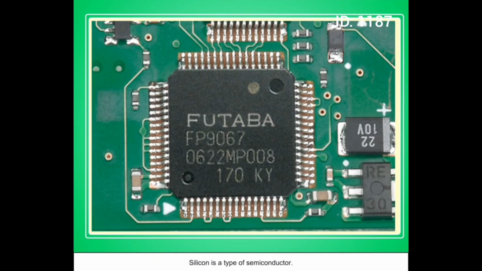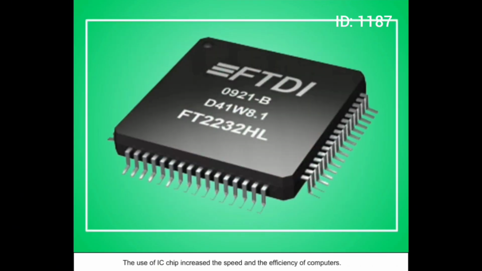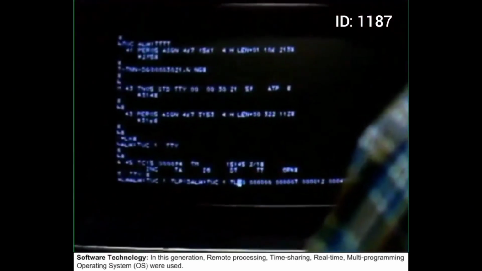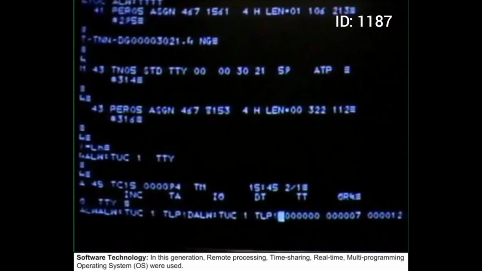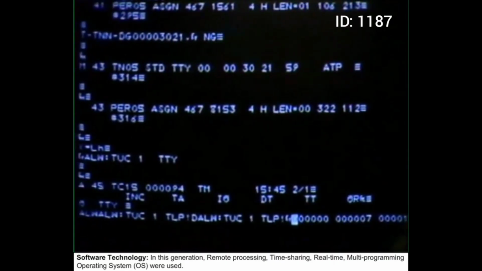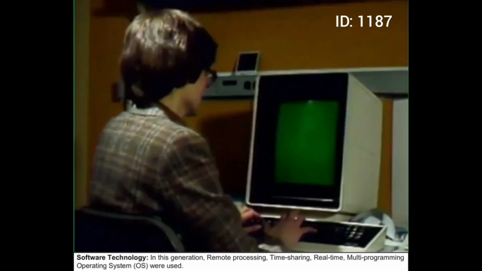This made computers smaller, faster, and more reliable. They also used less electricity and produced less heat. The keyboard and monitor were used instead of the punched card and printouts. In this generation, remote processing, time sharing, real time and multi programming OS were used.